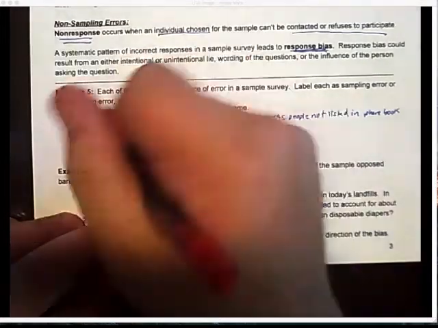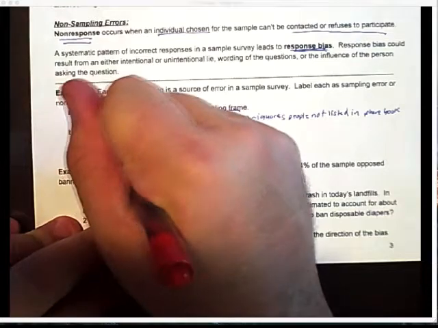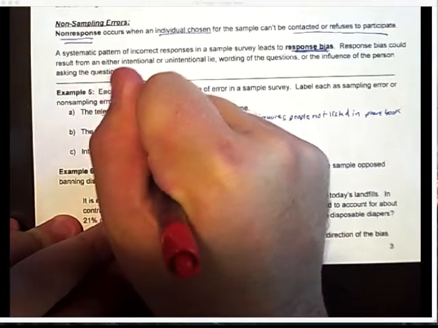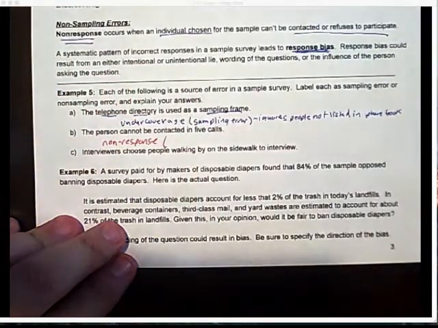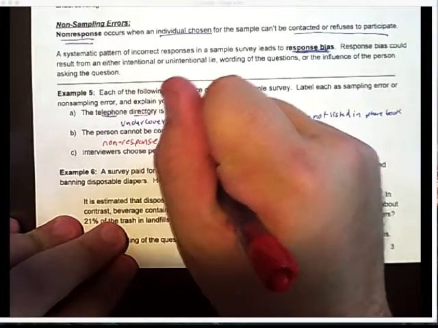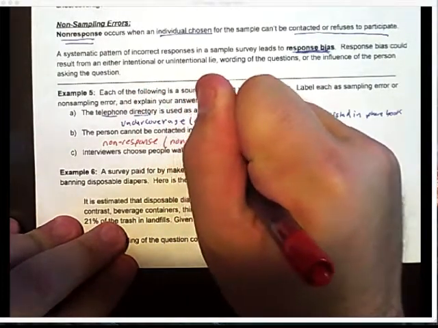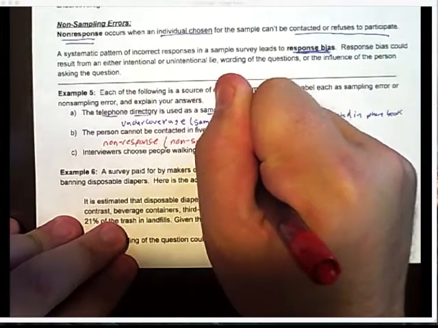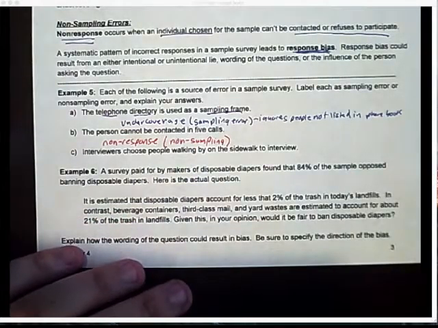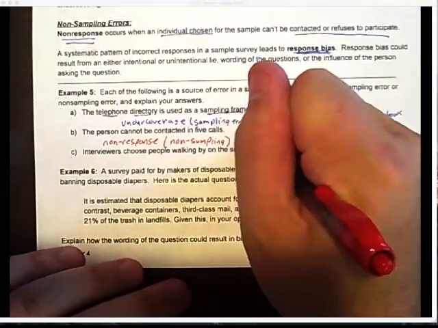Well, if they can't be contacted, then that would be a non-response error. You've done everything you could to contact them. All right, this is not associated with your sample, so this would be a non-sampling error. Okay, and they can't be contacted to participate.